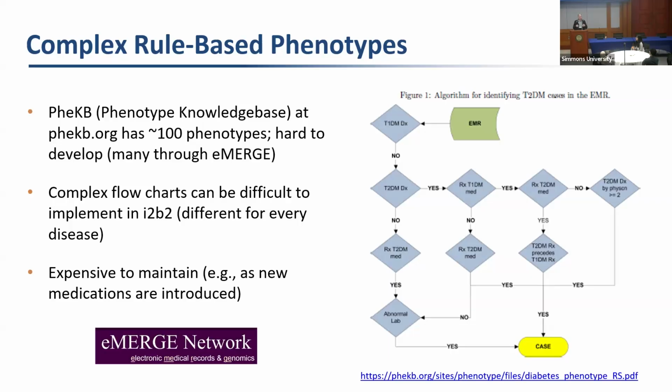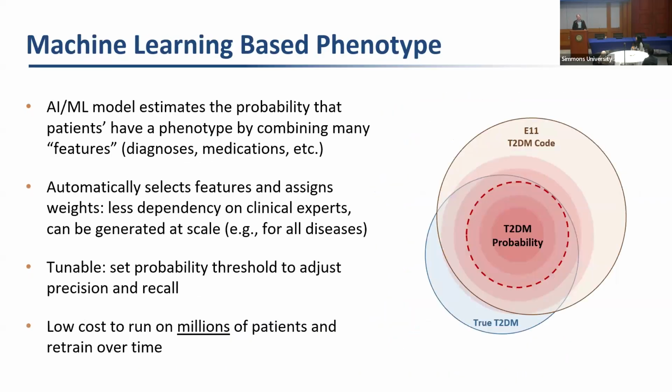They also are hard to maintain. As new medications are introduced, you have to rebuild these models. It may not easily transfer between different institutions. So when you go to the website, there are dozens of these models out of the thousands of medical conditions that are out there, which sort of show the challenge and the scalability of doing this approach.